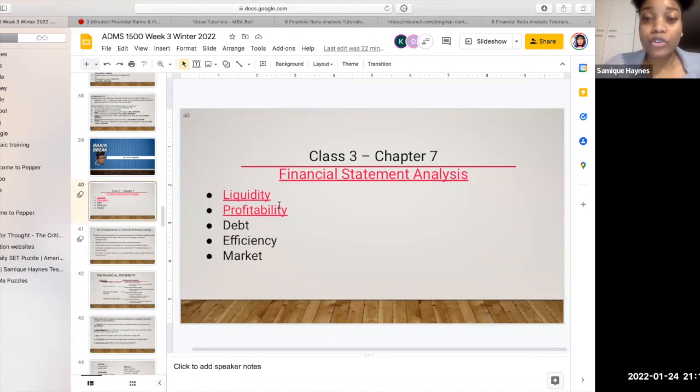So your ratios, no need to memorize them. They're given to you. You can use them in your midterm. Know where to find the information to plug it into your formulas. And then, is it a good answer or is it a bad answer? Does that mean our company is profitable or does it mean it's not profitable? Does it mean our company is liquid or is it not liquid? Okay.